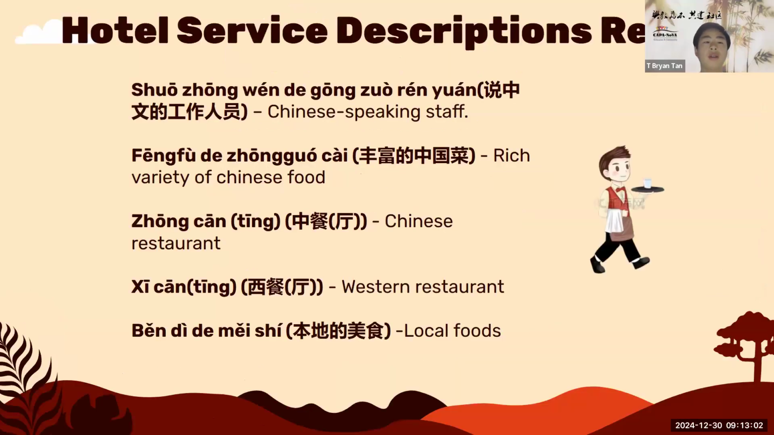And then more review. So 说中文的工作人员. 说中文 just means Chinese speaking, and then 工作人员 is staff. Very good. So if someone was asking for Chinese speaking staff, how would you direct them to them?